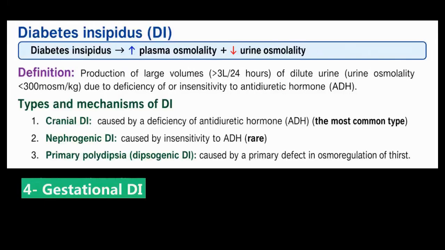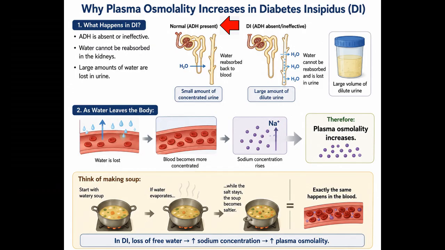Diabetes insipidus increases plasma osmolality and decreases urine osmolality. Let's understand why. 1. Plasma osmolality increases. Normally, ADH helps the kidneys reabsorb water. Water returns to the bloodstream. Blood remains diluted. In DI, ADH is absent or ineffective. Water cannot be reabsorbed. Large amounts of water are lost in urine.